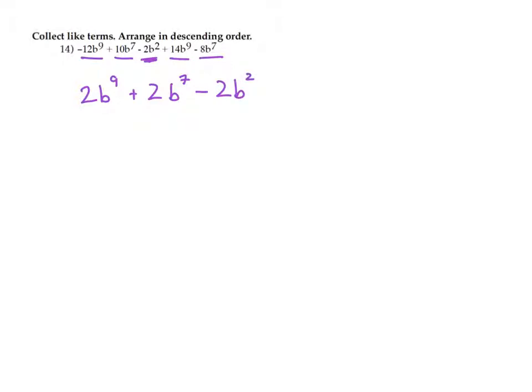Okay, then just check to make sure it's in descending order. So the exponent here is 9, and then 7 and 2, descending order. Done. Next one, add these. And this question is very similar to the one just before. Okay, I'm going to add. So are there any other 4x to the 8s? No. So 4x to the 8 is alone.